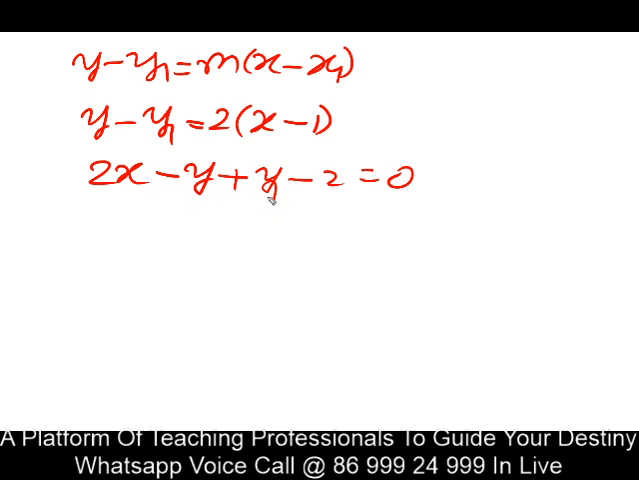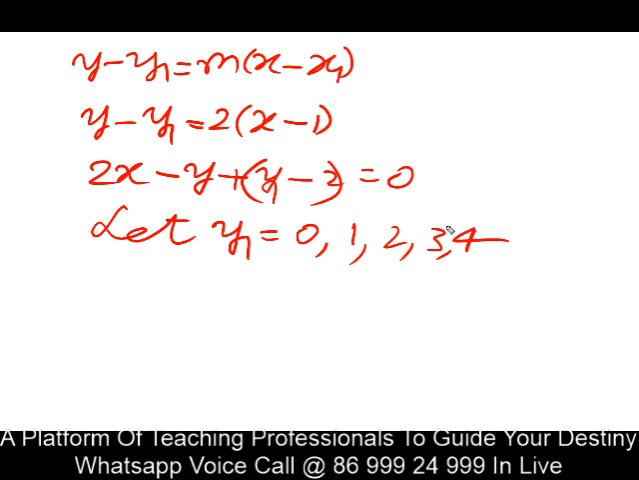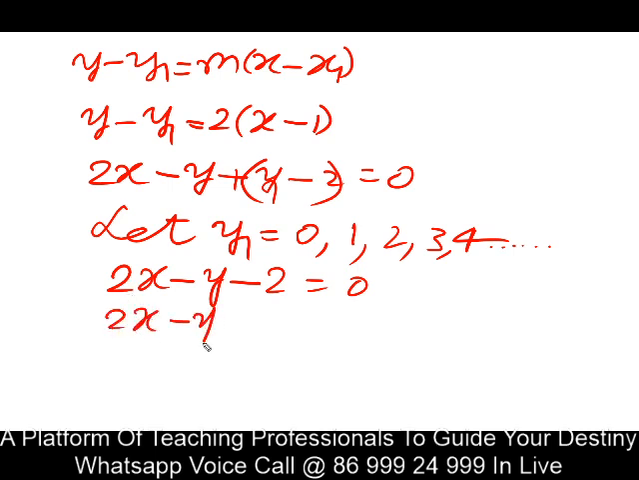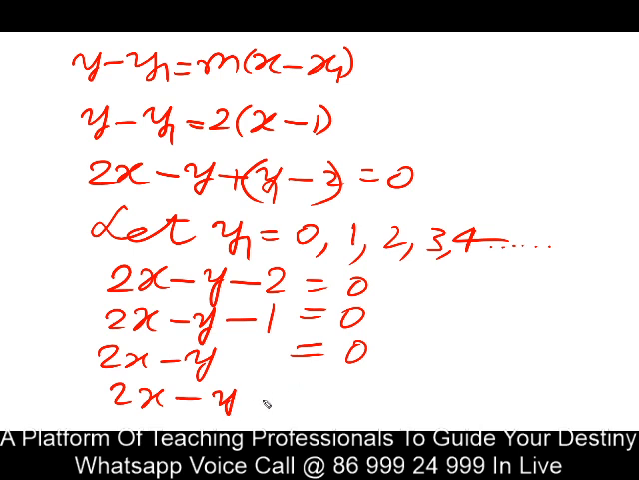Then for different values of y1, what happens? The constant changes. Let y1 be 0, 1, 2, 3, 4, etc. Then how will the line be? 2x minus y minus 2 equal to 0, and 2x minus y minus 1 equal to 0, and 2x minus y plus 0 equal to 0. If you write 3, 2x minus y plus 1 equal to 0. Just observe, the constants are differing. Rest all are same.